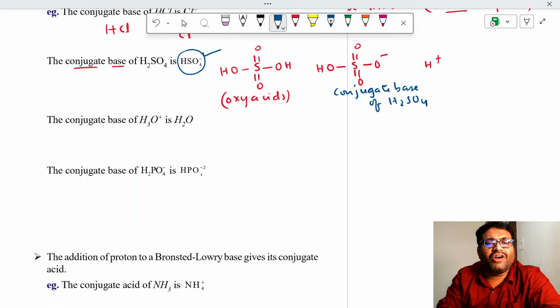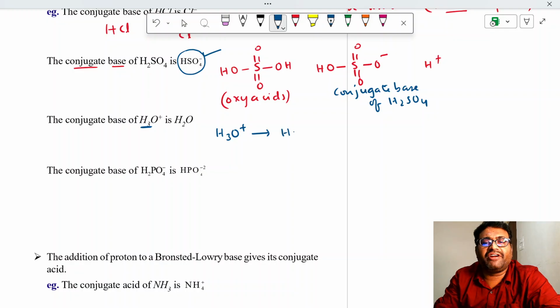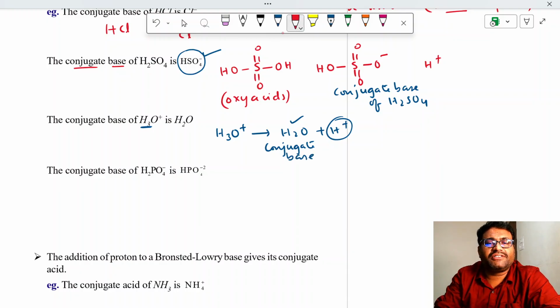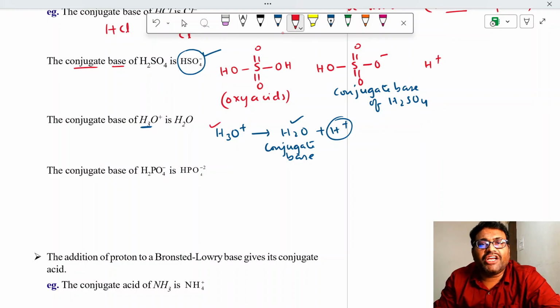Now let us see. What is the conjugate base of H3O plus? Simply what we understood: remove H plus, remove the proton. So from H3O plus, if you remove a proton, it converts into H2O and H plus. You have removed this proton. Then this is called the conjugate base of H3O plus. So H2O is the conjugate base of H3O plus because from H3O plus, on removal of an H plus proton, you got H2O.